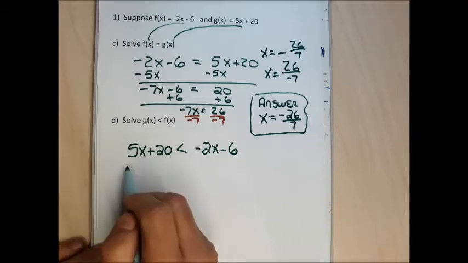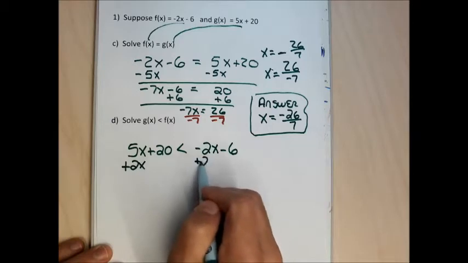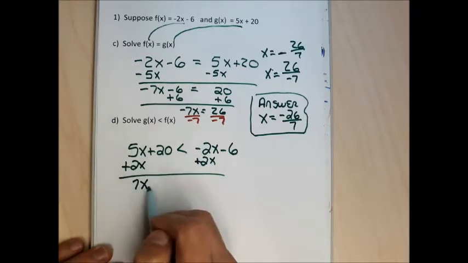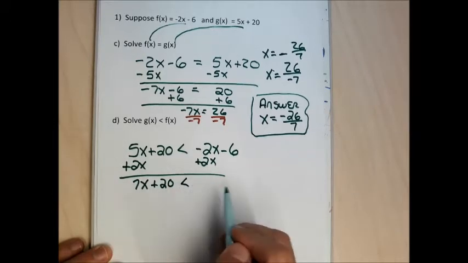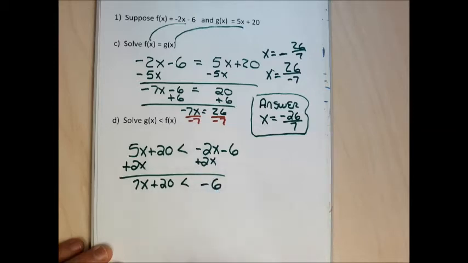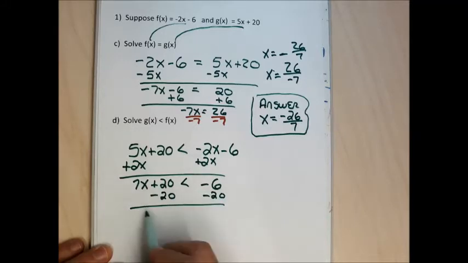I'm going to add 2x to both sides to get the x on the left-hand side. When I add the 2x to the left side, I have the 7x. Still have the 20 because I haven't dealt with the numbers yet without the letters. On the right hand side, I cancel the 2x's. I'm left with a minus 6. Now I'm going to minus 20 from both sides. On the left hand side, the 20's cancel. I'm left with the 7x.